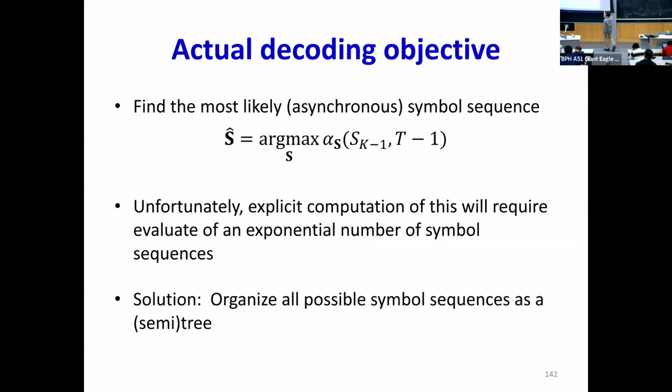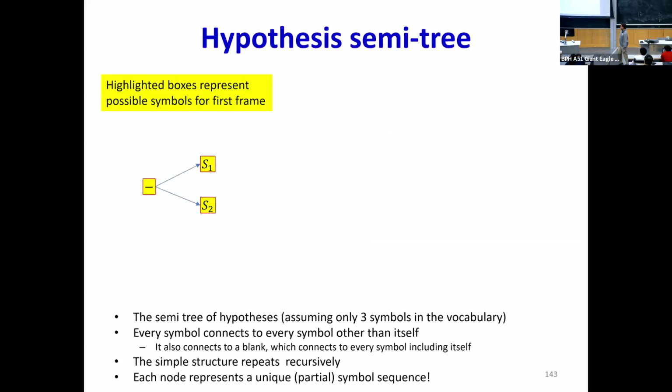So what we will do is organize all possible symbol sequences as a semi-tree. I'm going to run over a couple of minutes. Bear with me, guys. Let's say I'm giving you a toy example. Let's say my vocabulary has only 2 symbols, S1 and S2. Now, as I showed you, I have to implicitly also include the invisible symbol, the blank. So let me represent all possible symbol sequences as a tree.